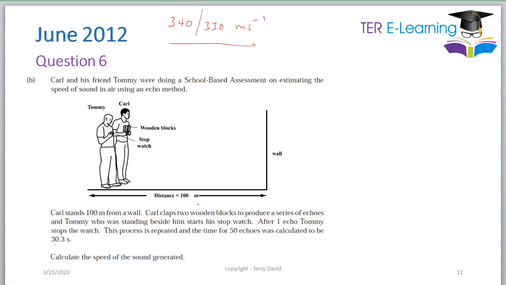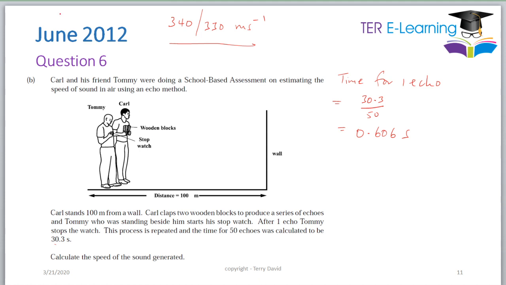So that's what we're going to do first. We need to find the time for one echo, right? Which is, we need to take the 30.3 and divide by 50, because 50 echoes in total. So 30.3 divided by 50. That'll give me 0.606 seconds, right? So that is essentially the time taken for an echo to take place.